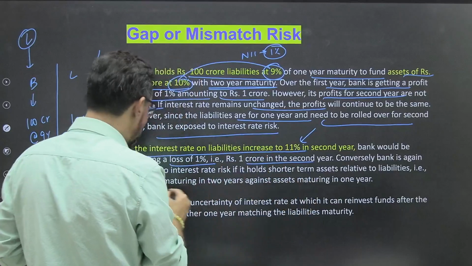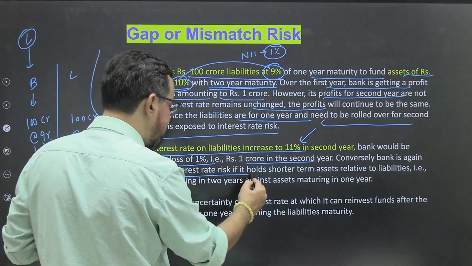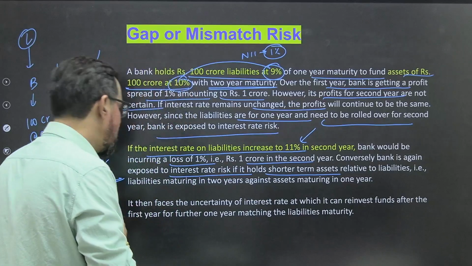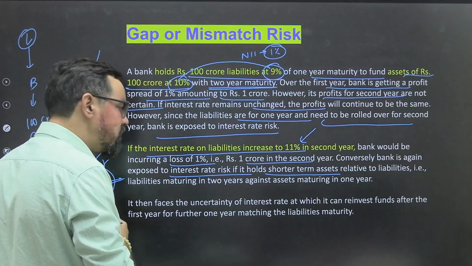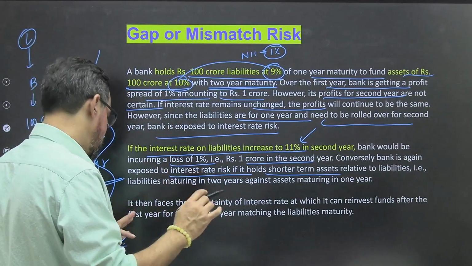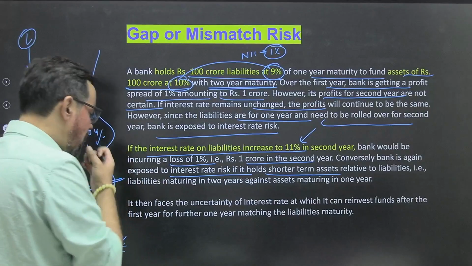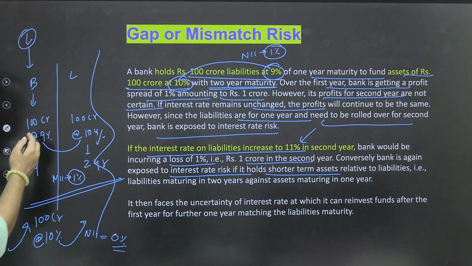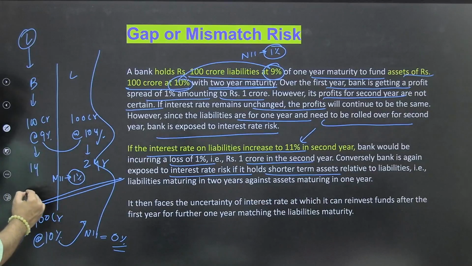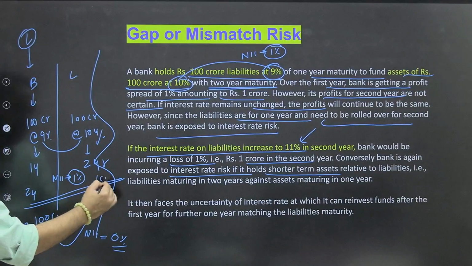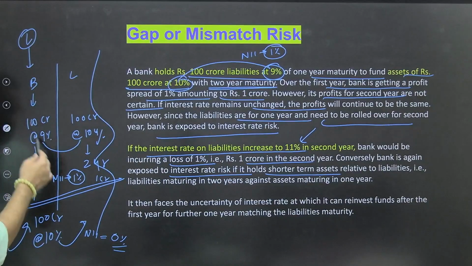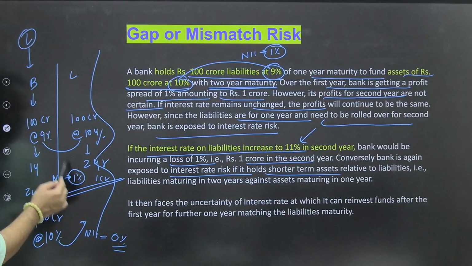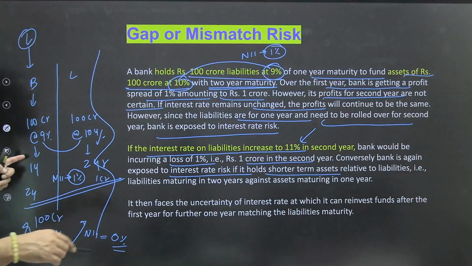Conversely, the bank is again exposed to interest rate risk if it holds shorter term assets relative to liabilities, with liabilities maturing in 2 years against assets maturing in 1 year. It can be opposite also. How can it be opposite? We have one liability, let's say this is for 2 years and this is for 1 year. So what is happening here is that in the first year you have this 1%. Now the interest rate in the market has come down.